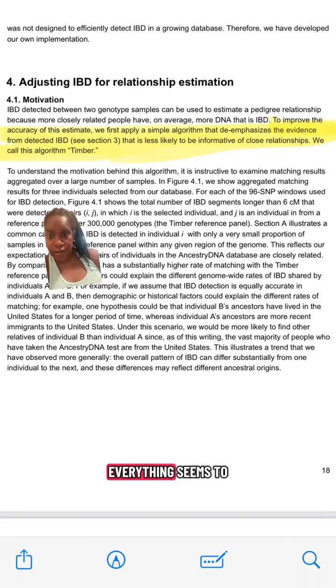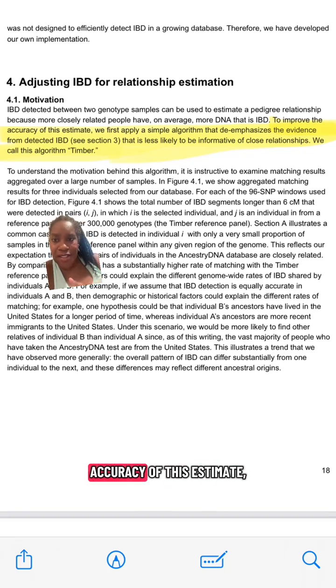At first glance, everything seems to be great. They use IBD as the foundation of their matching. IBD, identity by descent, when we're looking at people who have direct DNA to DNA matching, it usually indicates that there is a shared common ancestor. And their assumption here, rightfully so, is the more DNA that can be detected via IBD, the better the chance that these people are more closely related. However, this is where it gets sus.